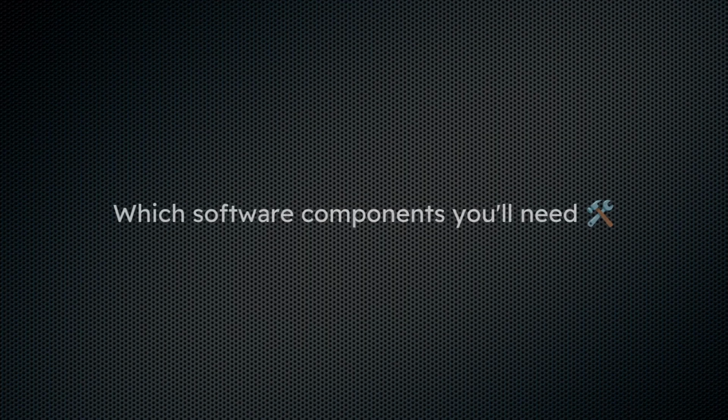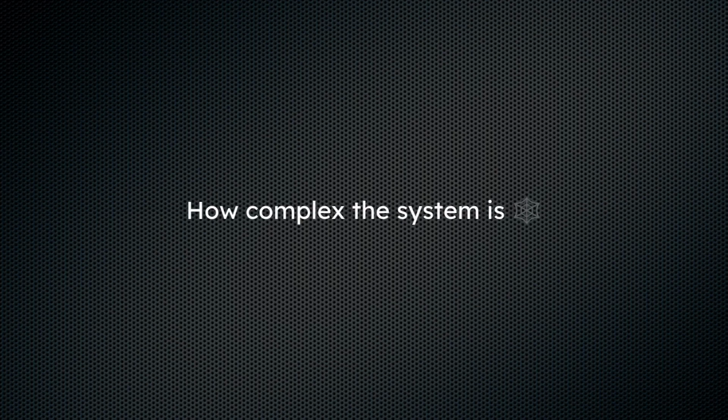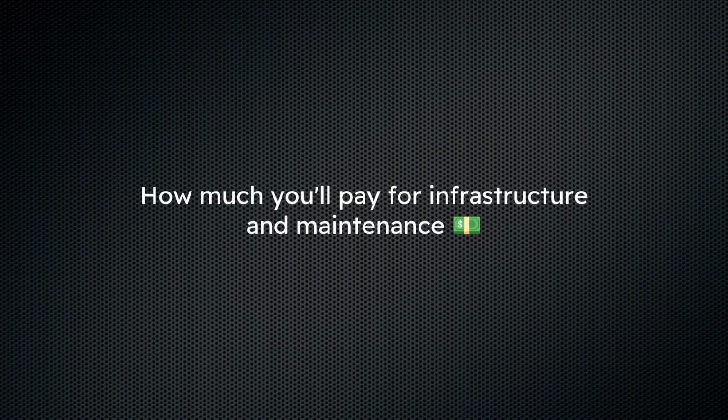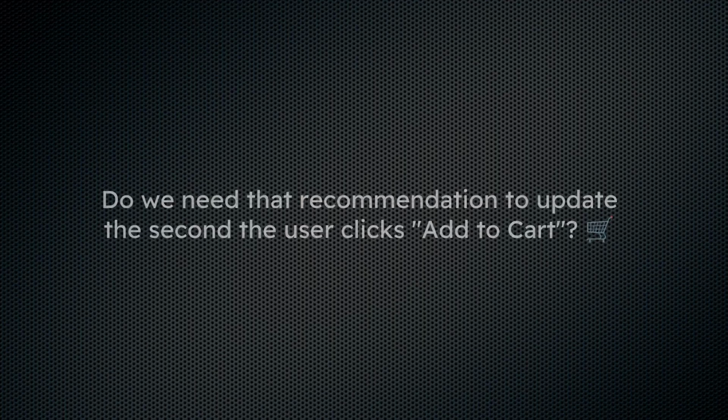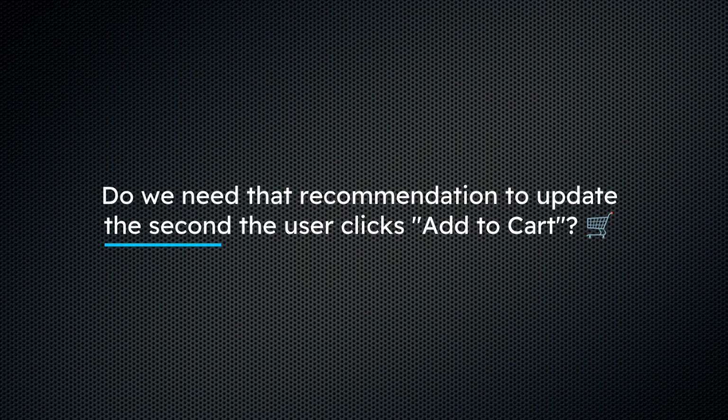Now, the choice between batch and real-time doesn't just affect when data arrives. It also dictates which software components you'll need, how complex the system is, and how much you'll pay for infrastructure and maintenance. So ask yourself, do we need that recommendation to update the second the user clicks Add to Cart? In the Amazon-style shopping experience, the answer is yes. It wouldn't make sense to rely on a batch job that runs at night to recommend products to a customer shopping at 2 p.m. By the time the nightly job runs, the customer is long gone. That pushes us strongly toward a real-time architecture for this use case.